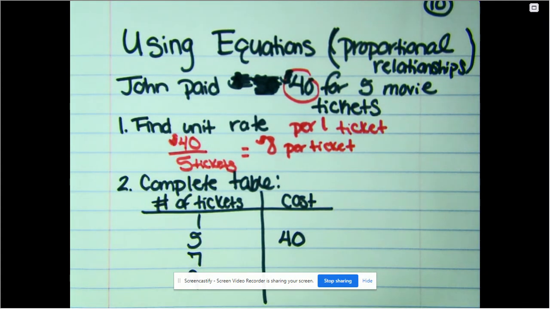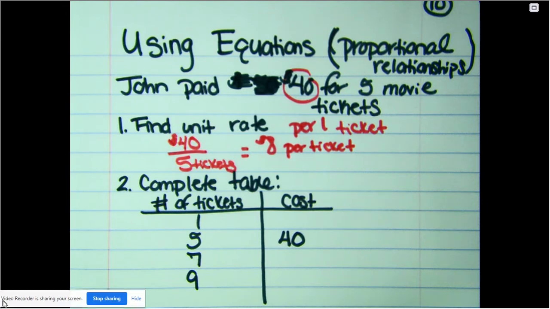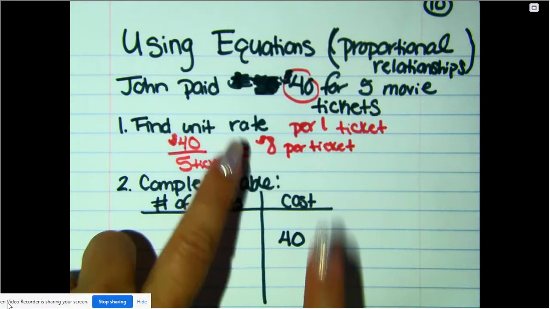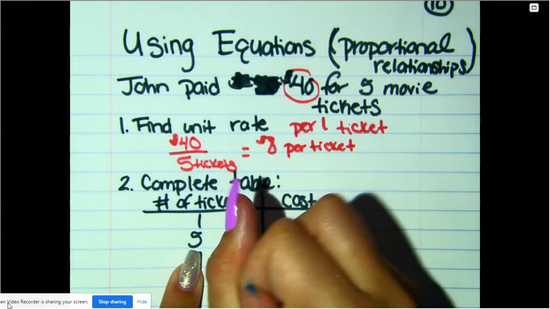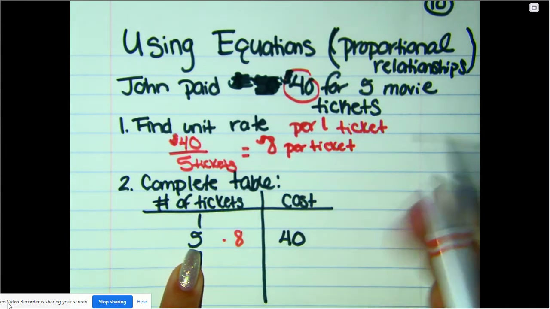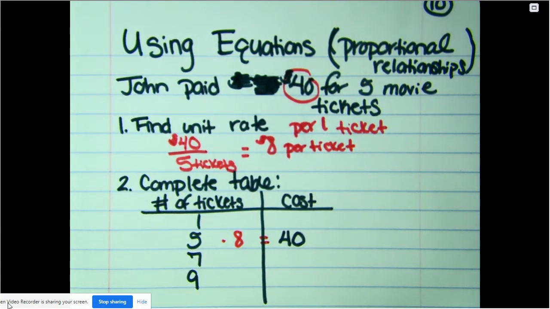Okay, then we need to complete the table. 5 is already given in the table and with the cost because it was given in my description up there at the top. I knew that $40 cost 5 movie tickets, so I went ahead and just filled that in. It's also true because 5 times 8, which was my cost per ticket, is equal to 40. So with that being said, I can fill out the rest of my table.